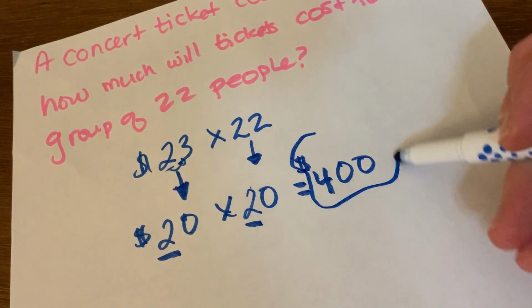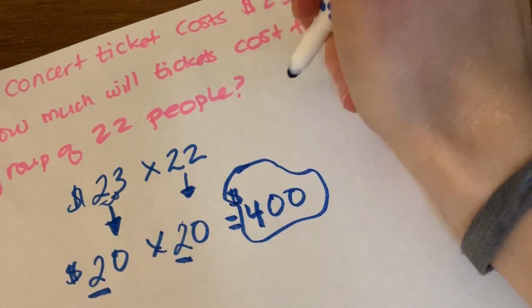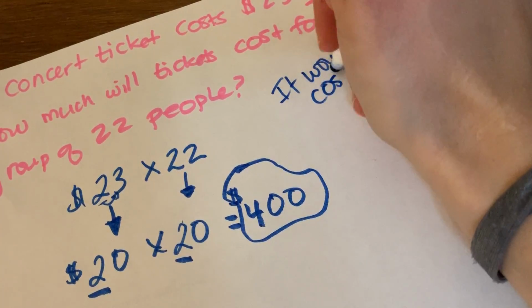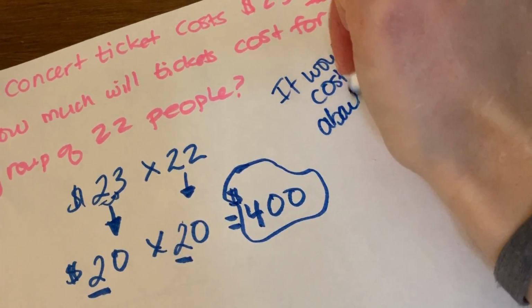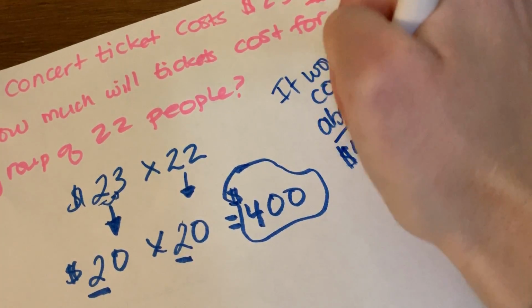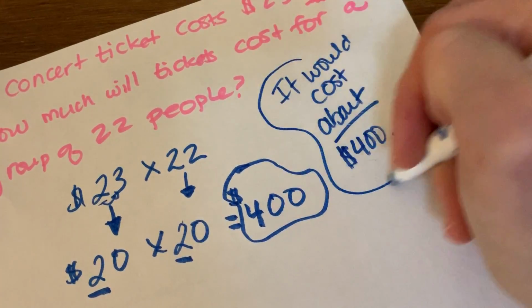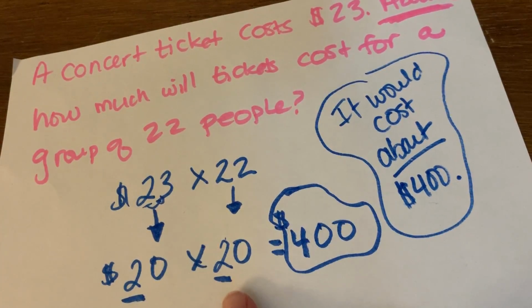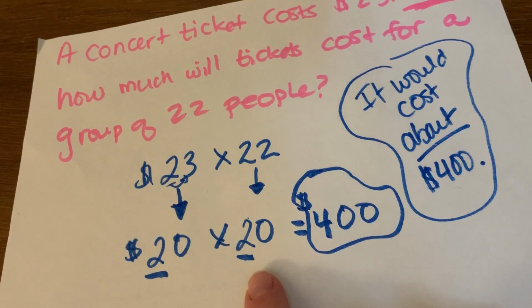So it would cost about, and it's important to write that, $400. Now, this is something real world. Say you did want to go to a concert with your friends and you had 22 friends. So you guys want to all go and you kind of want to know about how much it's going to cost. This estimate is actually less than how much it actually would cost.